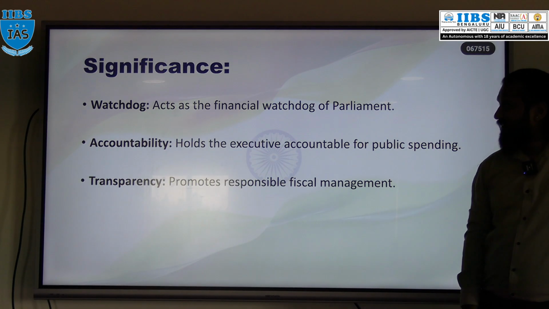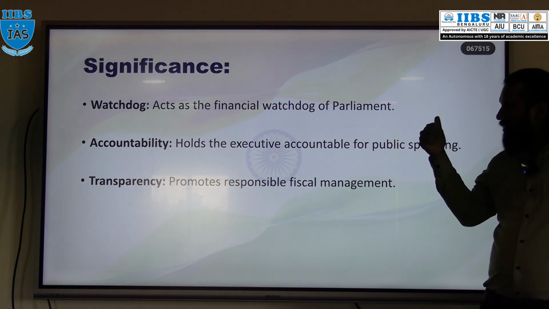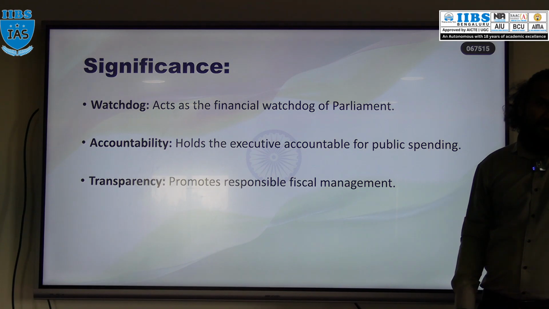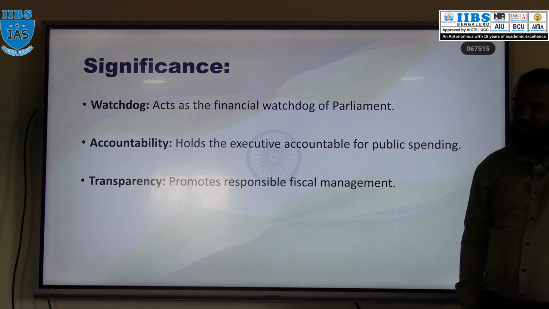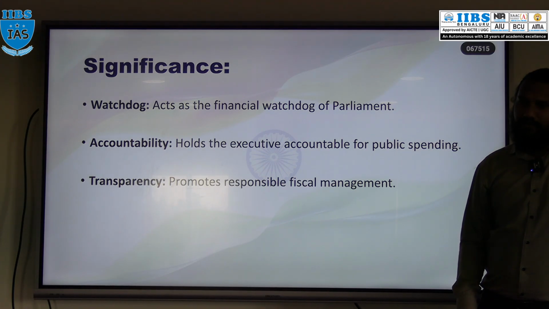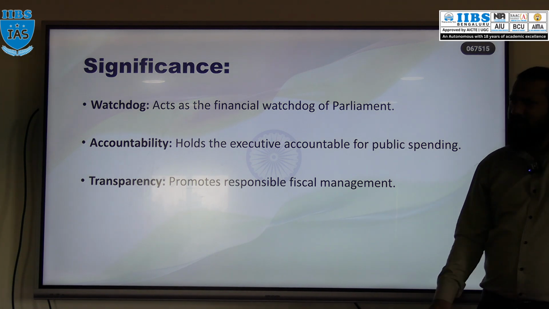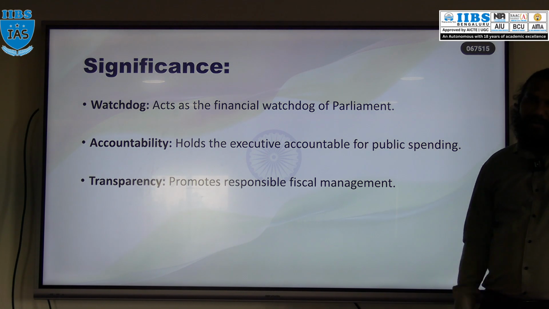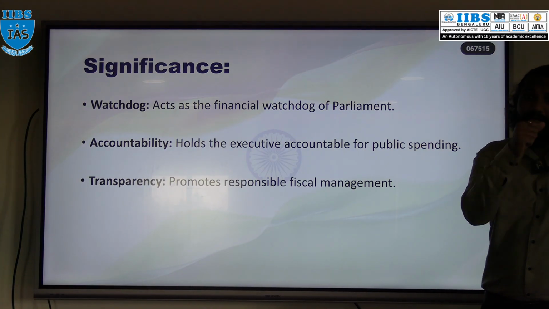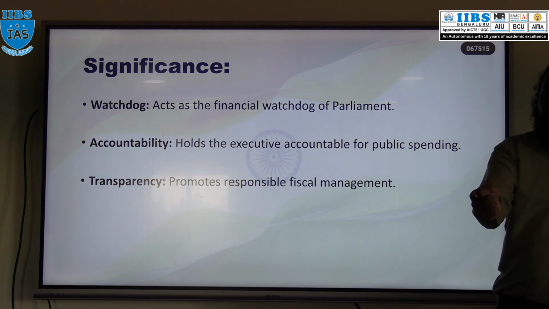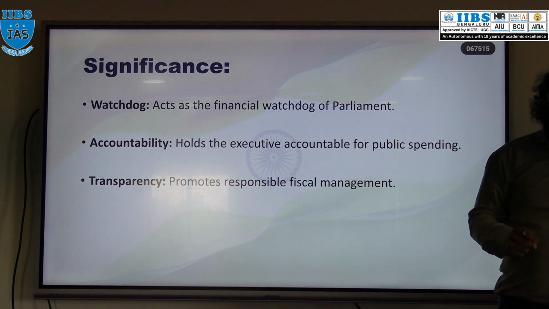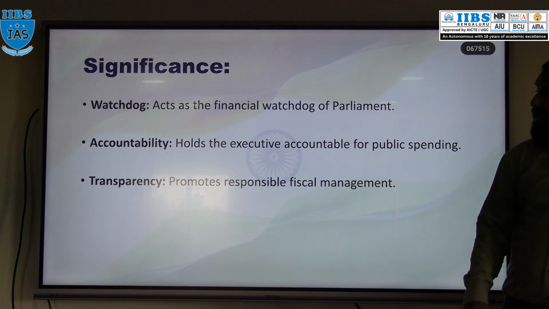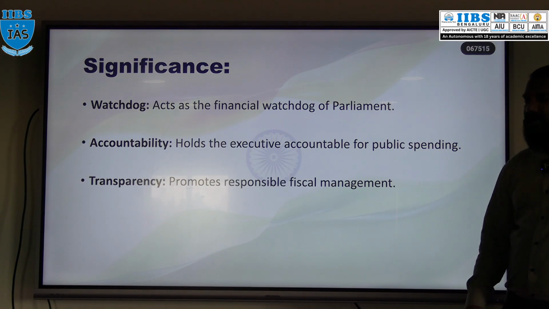Then what is its significance? It acts like a watchdog for the financial matters of Parliament. Just like the Supreme Court is called the watchdog of the Indian Constitution, in the same way this committee is called the watchdog of Parliament in financial matters. Accountability is also there. It holds the executive accountable for public spending. If you are spending a particular amount, on what basis are you spending? Is that much expenditure required? So that accountability will be created by this committee on the executive.